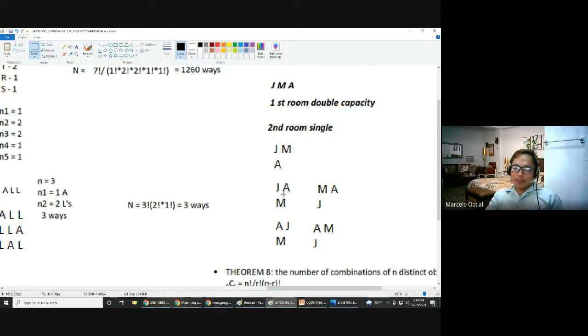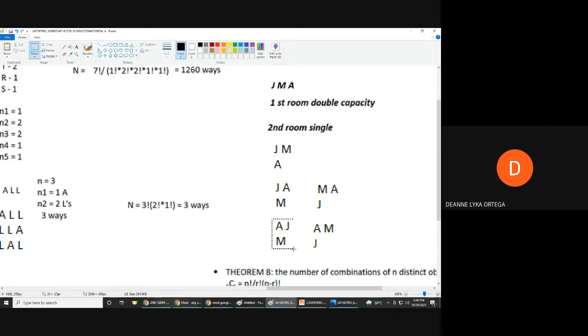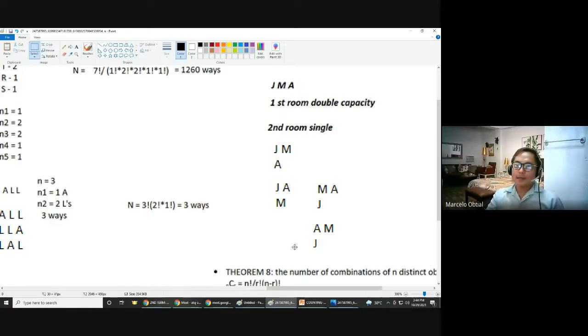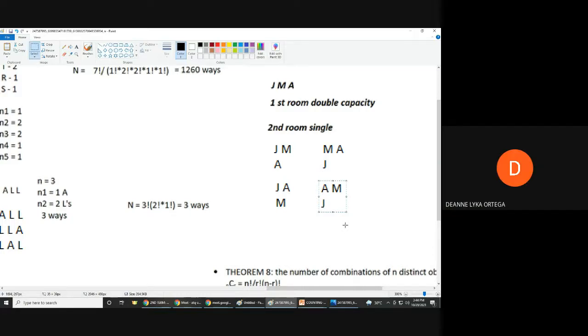About this one, okay, J and A. Then, what is the difference between A and J? Is there a difference? None. Okay, none. So, remove. Okay, next. How about M and A? Okay, this is distinct, no? But how about when we compare these two? Are they the same? Yes, sir. Okay. Omit.